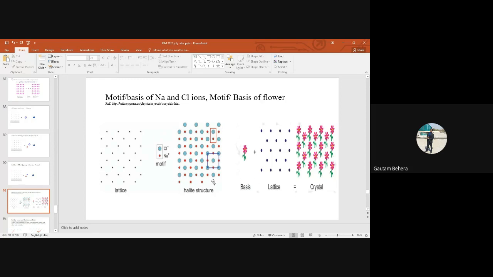You can see there is a periodicity, sodium, sodium, sodium. But if you are moving in this direction, you can see chlorine, then sodium, then chlorine, then sodium, then chlorine. So there is a periodicity maintained. In this direction also there is a periodicity. If you move in this direction, there is a periodicity, right? Everywhere there is a periodicity. Again, this is a basis or motif. This is a lattice. Finally, it will give rise to a crystal of flower. Fine. This is again for explanation.